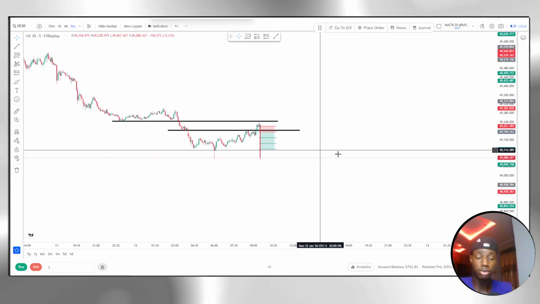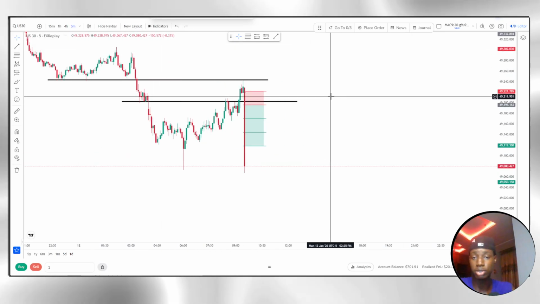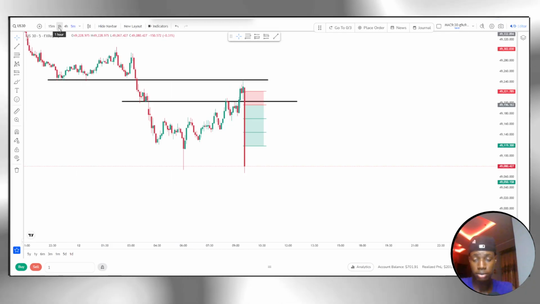Doesn't mean you cannot lose. It does not mean you cannot lose with this strategy. But trust me, you will have more winning days than your losing days.